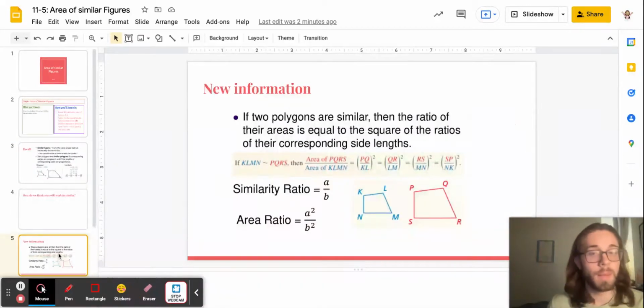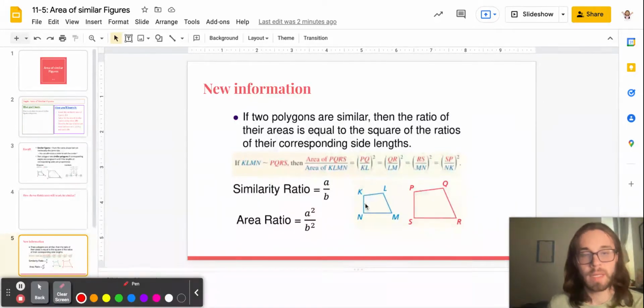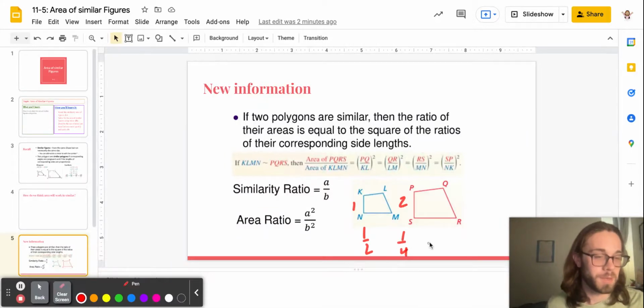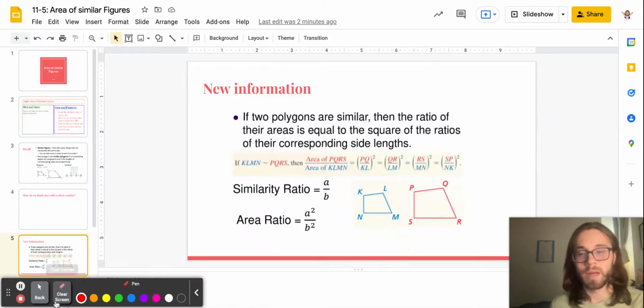Well, if you have two similar polygons, the ratio of their areas is equal to the square of the ratio of their corresponding side lengths, right? So if we have our corresponding sides here, this was 1 to 2, the area, not volume, we're not there yet, the area would be not 1 to 2, but 1 to 4 because you're squaring, right? So if it was like 3 to 2, the area would be 9 to 4. That helps you set up the proportions so that you can easily solve.